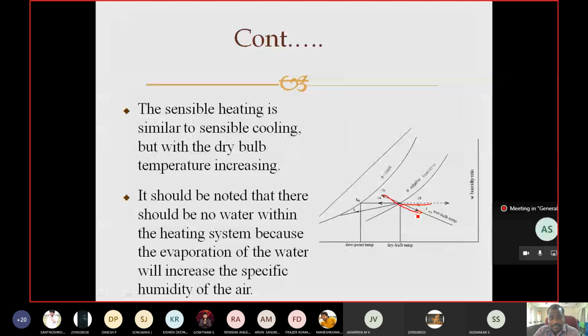It should be noted that there should be no water within the heating system, because the evaporation of water will increase the specific humidity of air. So again, this specific humidity should not increase while sensible heating. So we have to avoid the water, that is water vapor, in the atmospheric air to get the sensible heating. So these two possibilities are there with the use of atmospheric air.